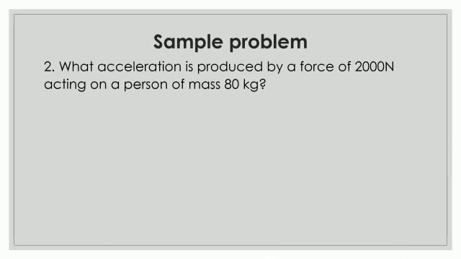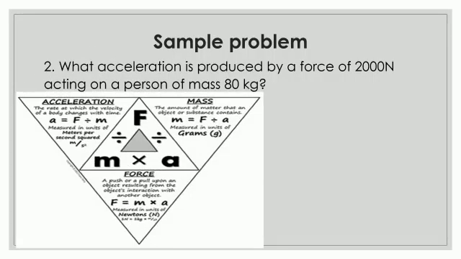Problem number 2. What acceleration is produced by a force of 2,000 newtons acting on a person of mass 80 kilograms? Our formula is F is equal to m times a. In this problem, we are looking for the acceleration. Given are the force and the mass. So since we are looking for the acceleration, we need to derive the formula.